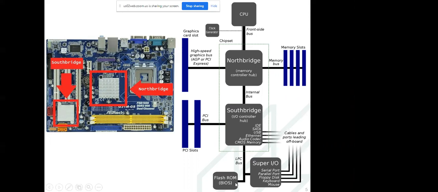And Flash ROM BIOS. Why do we need a South Bridge and North Bridge here, to connect to other slots? Yes, exactly. Here you can see IDE, SATA, USB, Ethernet, audio codec, CMOS memory. That's why we have divided it. This is an interface, between North Bridge and South Bridge.